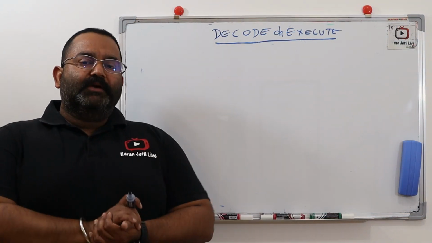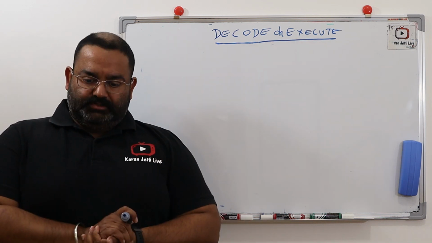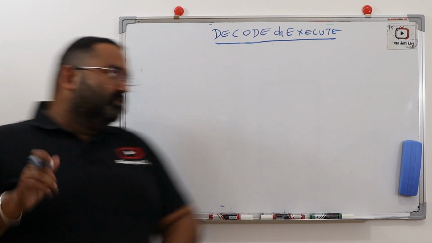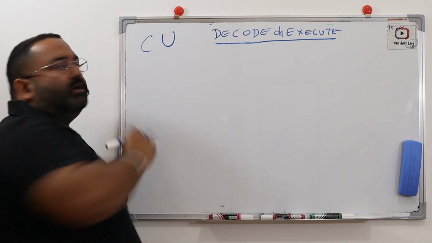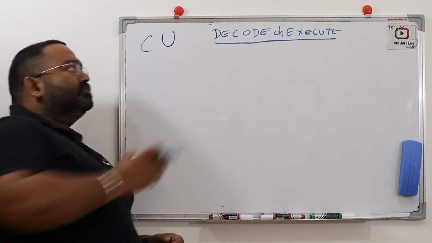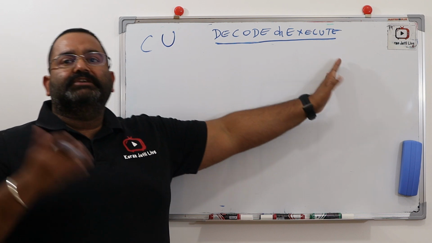Now guys, in this part of the video, we will discuss decode and execute. In the decode instruction, one part of the CPU plays a very important role. We call it the control unit. It decodes the instruction and, depending upon the instruction, it executes it.